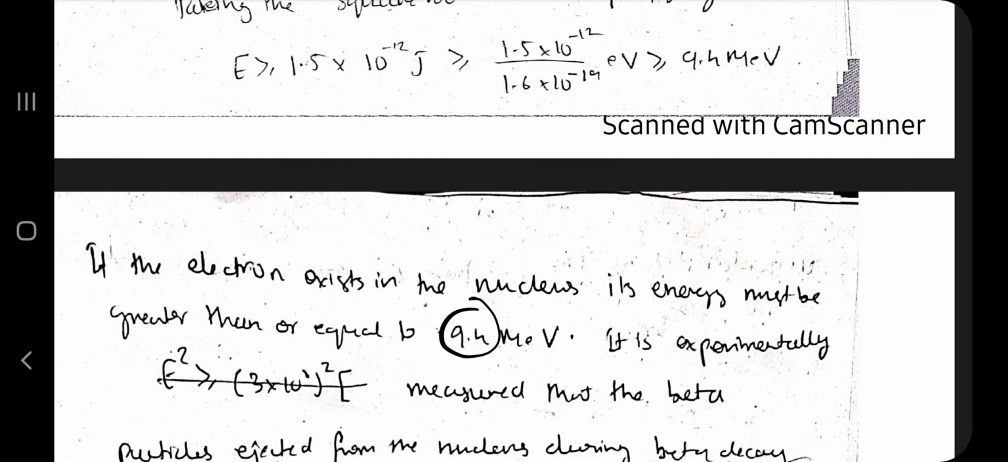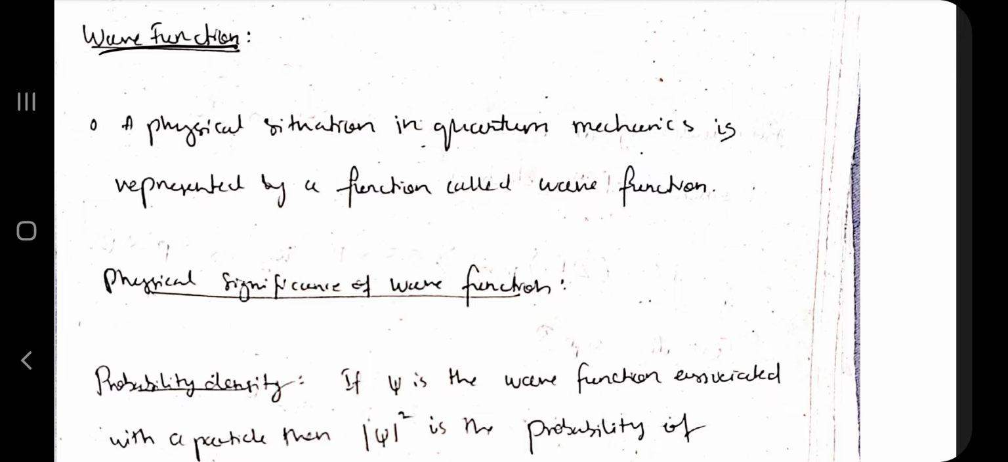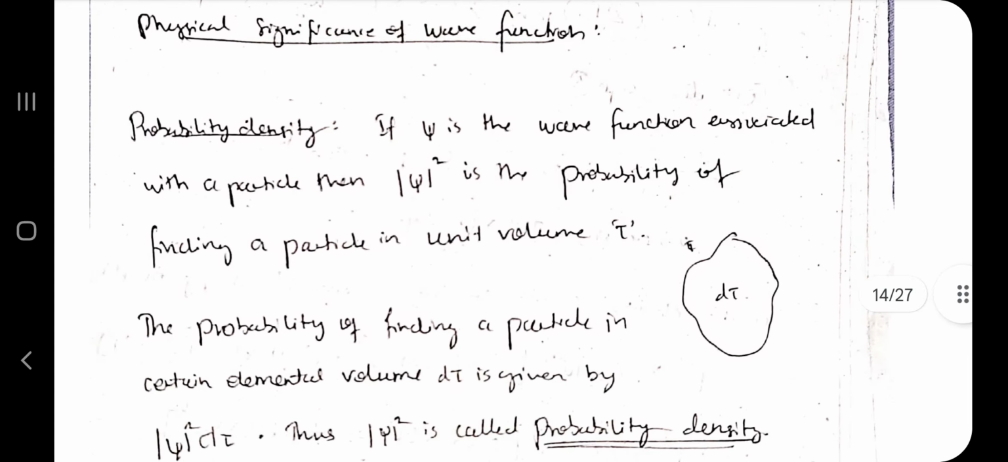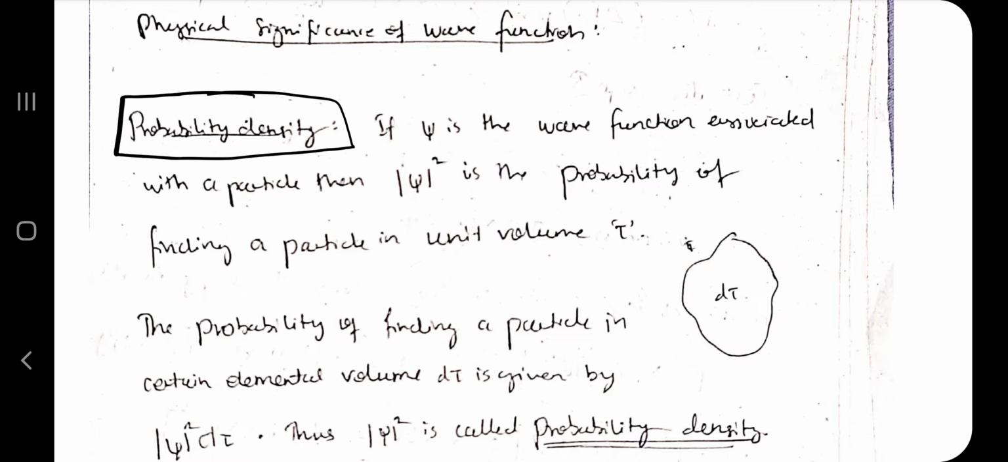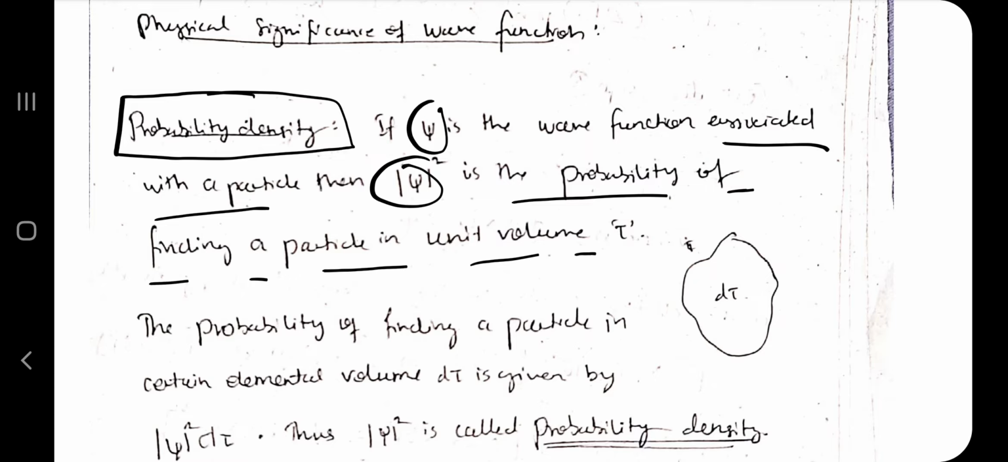Okay, that was the application of de Broglie's hypothesis. Moving on, we have the next topic, wave function. A wave function is a physical situation in quantum mechanics which is represented by a function called the wave function. What is its physical significance? It is used in probability density. If this is the wave function associated with the particle, then the square of it is the probability of finding the particle in a unit volume tau.